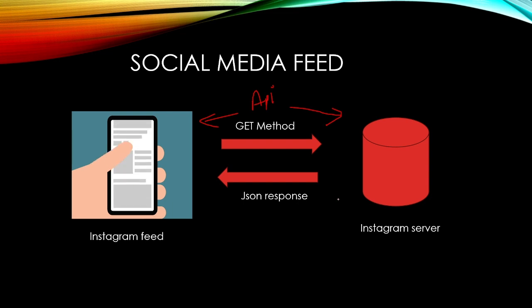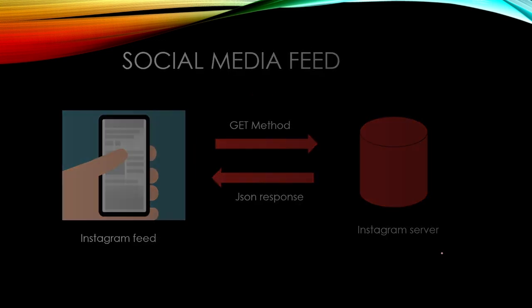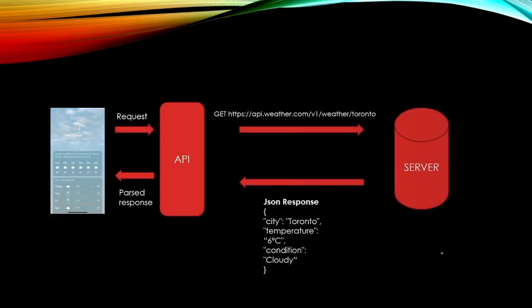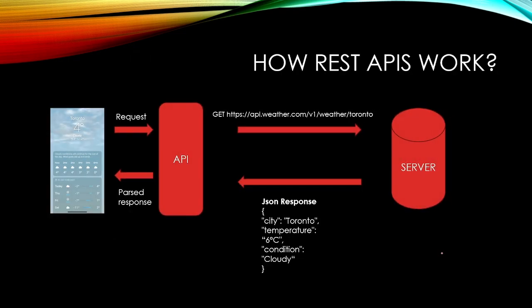So now let's look at another example so that you can understand the basic full flow of how these REST APIs work. Here is an example of weather, like when you search for the weather of your current location, how does this happen?